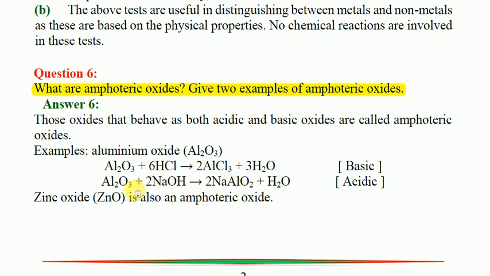In this condition Al2O3 is acting as an acid. Acid plus base react together to form a salt and water. Not only aluminum oxide, zinc oxide also has an amphoteric nature. I want to say very clearly, amphoteric nature means they behave like both acid as well as base. These substances are called amphoteric substances. Examples are aluminum oxide and zinc oxide, which are amphoteric in nature.